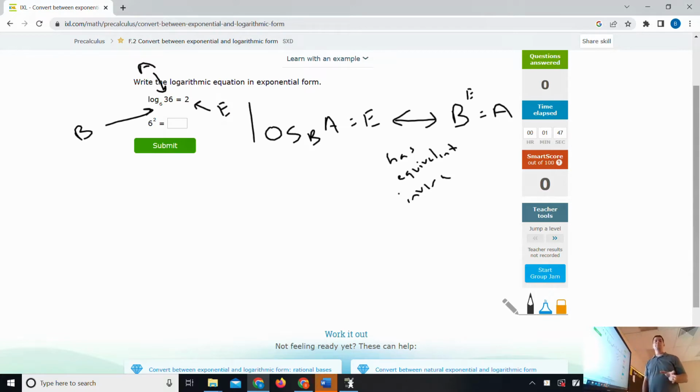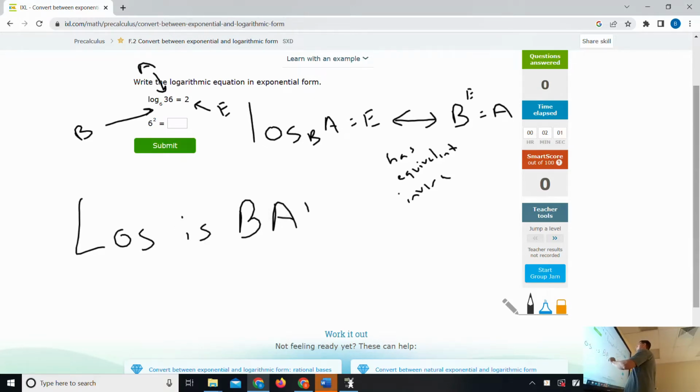This is log is bay. That's all it is. Log is bay. Just remember that. Log is bay. Base, answer, or argument, exponent.